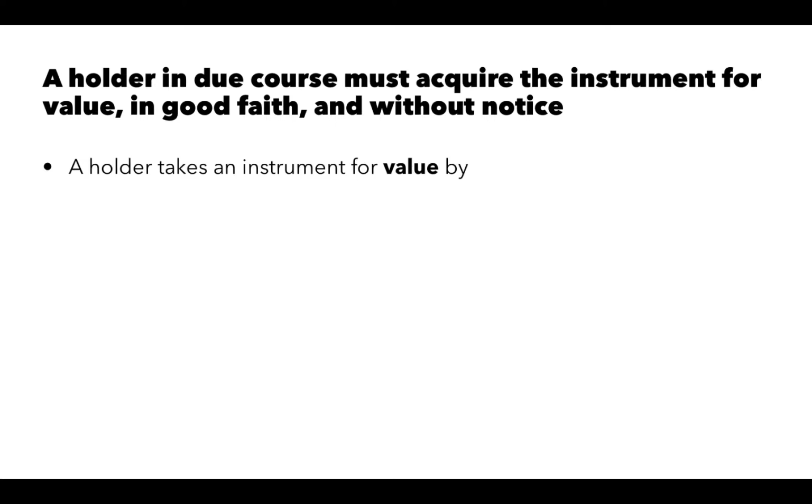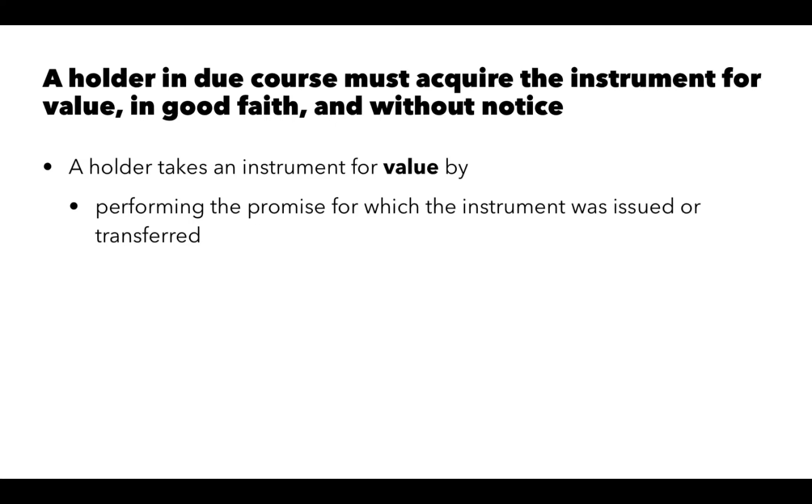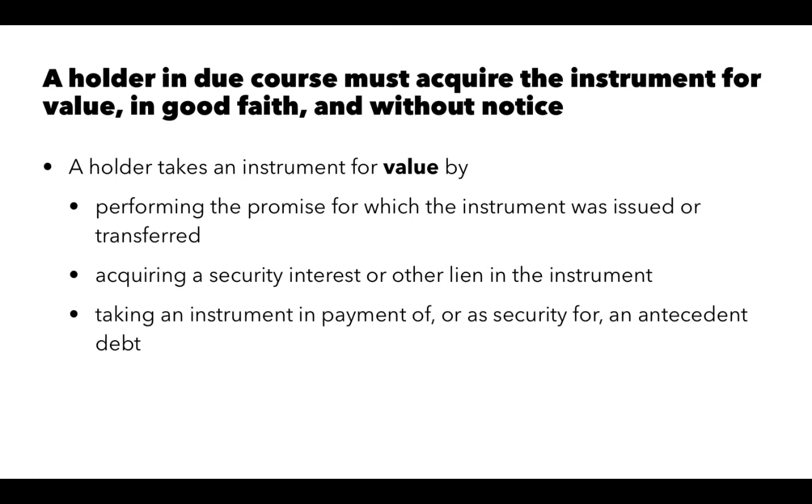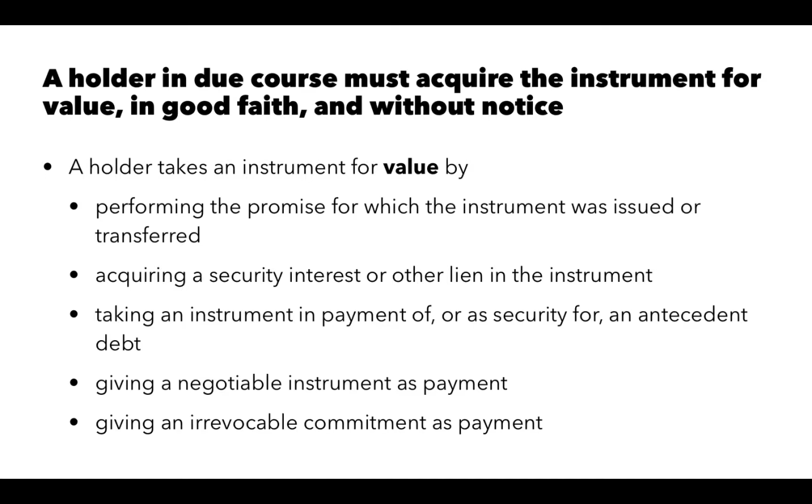Let's start with value. A holder takes an instrument for value by performing the promise for which the instrument was issued or transferred, or acquiring a security interest or other lien in the instrument, some other claim on the instrument, taking an instrument in payment of or as security for an antecedent debt, or giving a negotiable instrument as payment, or giving an irrevocable commitment as payment.